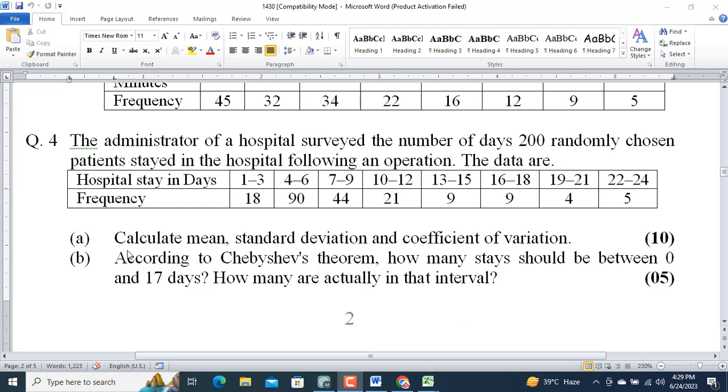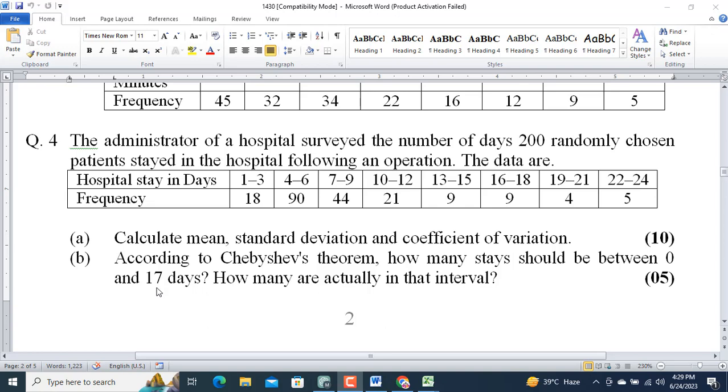So the first task is to calculate the mean, standard deviation and coefficient of variation. Total marks is 10. According to Chebyshev's theorem, how many stays should be between 0 and 17? How many are actually in that interval?